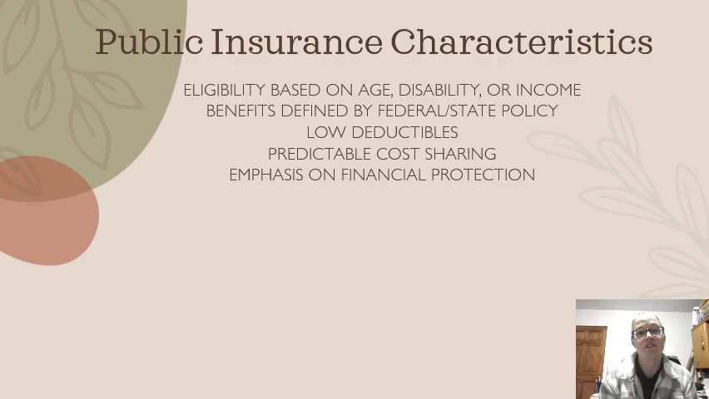Public insurance characteristics. Public insurance programs determine eligibility based on age, disability, or income. Benefits and cost sharing are defined by federal or state policy, and these programs are generally known for having lower deductibles and more predictable cost sharing, with a strong emphasis on financial protection for vulnerable populations.